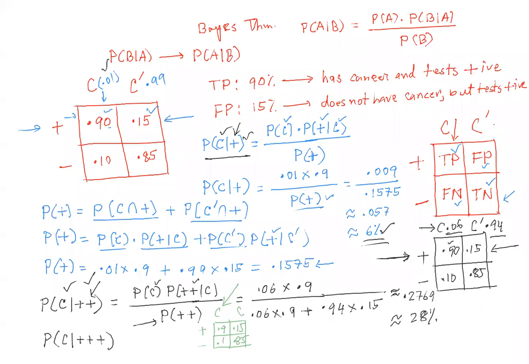0.28. 0.28, exactly 28%, 0.28. Then what is C prime gonna be? What is C prime gonna be? 1 minus 0.28 or 0.72, exactly. And then you do the same calculation again.